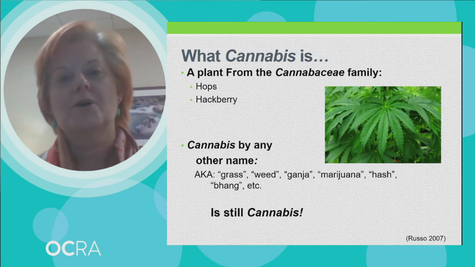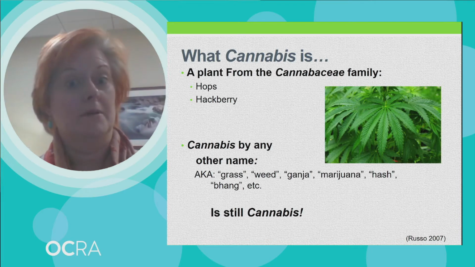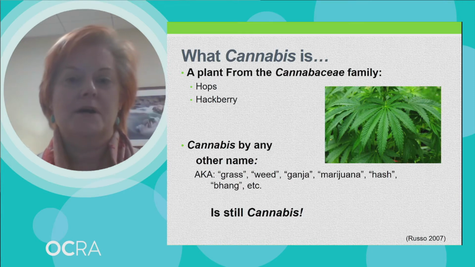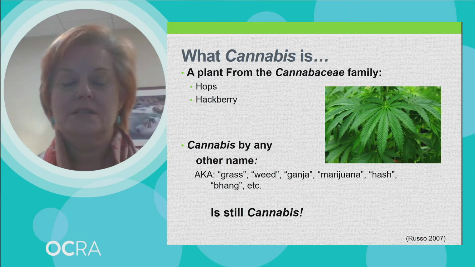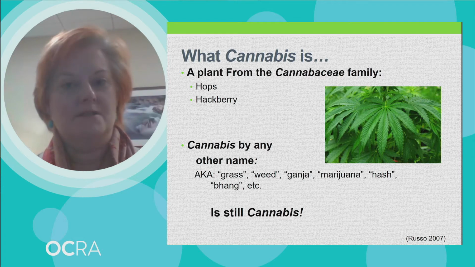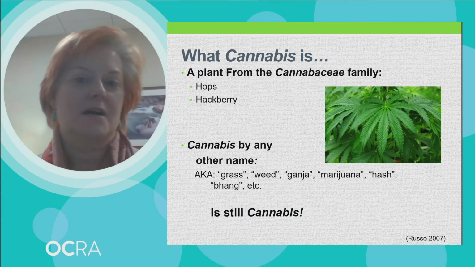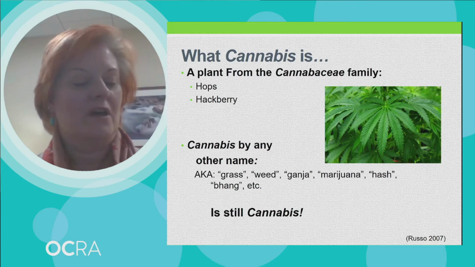So first off, let's talk about what cannabis is. Cannabis is a plant from the Cannabaceae family that also happens to include the plants hops, pretty well known for its role in making beer, and hackberry. And I think it's important to point out that while cannabis goes by a lot of slang names such as grass, weed, ganja, marijuana, etc., it's still the plant called cannabis. Often people who utilize it as a medicine prefer to use the plant name for it. It helps to destigmatize the cannabis to not use some of the slang names.